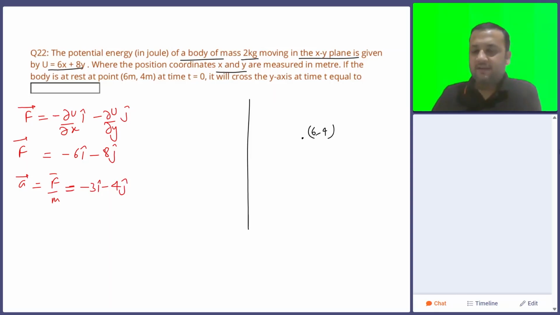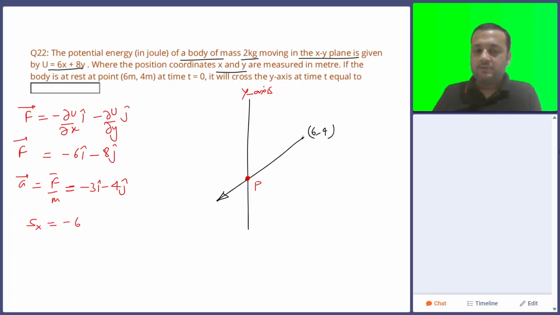Now the acceleration vector is directed somewhat like this. So somewhere at this point the particle will cross the y-axis. This is the y-axis. So at the point P, the particle will cross the y-axis. By the time the particle crosses the y-axis, its x displacement would have become minus 6, because along the x-axis it would have moved minus 6.